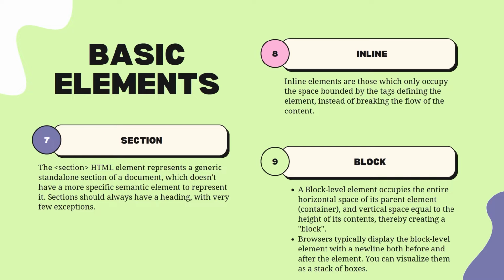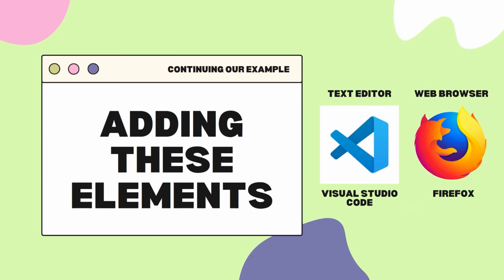Browsers typically display the block level element with a new line both before and after that element so that you can visualize them as a separate block. And these block elements stack on top of each other on the page, and you can think of them like a stack of boxes.